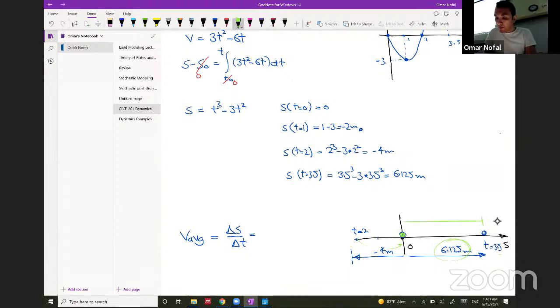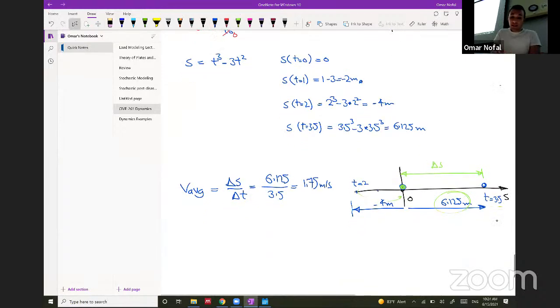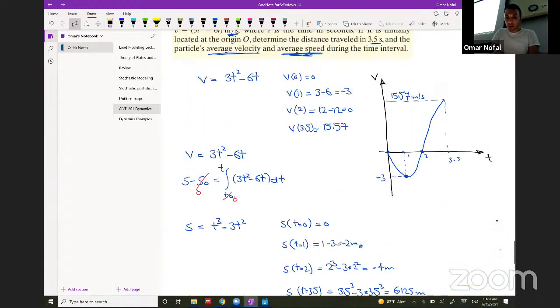So this is delta S. So delta S will be equal to 6.125 over delta T, which is 3.5 seconds. If you calculate this, it will give you 1.75 meters per second. So this is the average velocity.